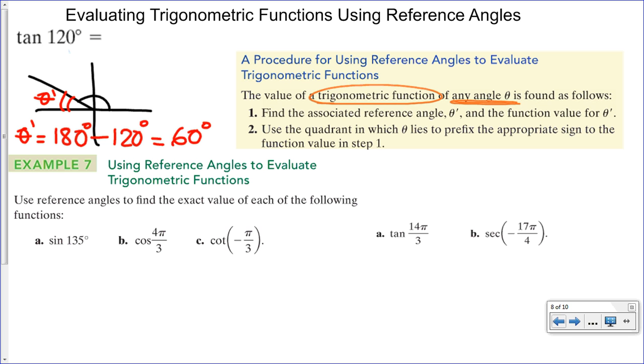But now remember, is tangent going to be positive or negative in quadrant 2? Negative. So this is the same as the negative tangent of 60. What is the tangent of 60? You should have it in your notes. I just wrote that little table. Square root of 3. So this will be the negative square root of 3. And that's it. All right, let's go to example 7.